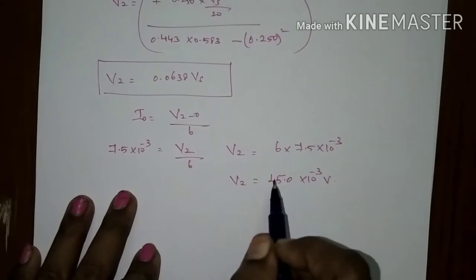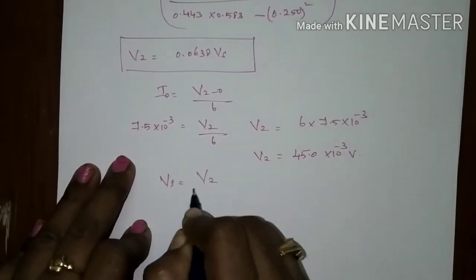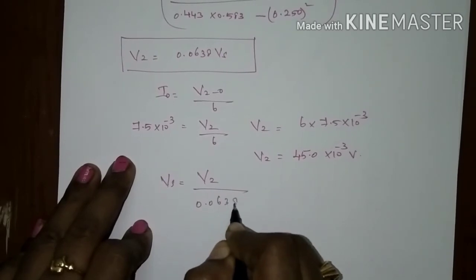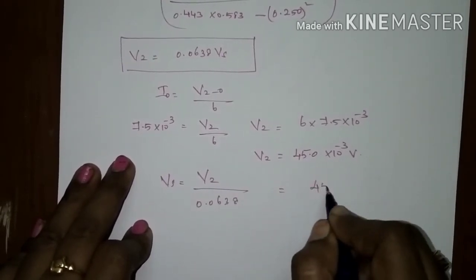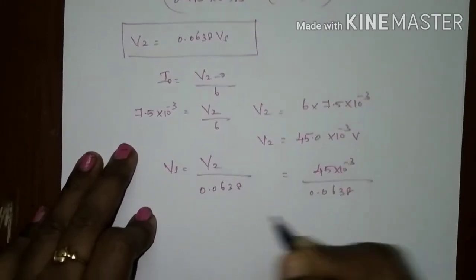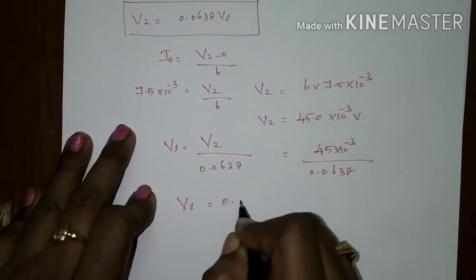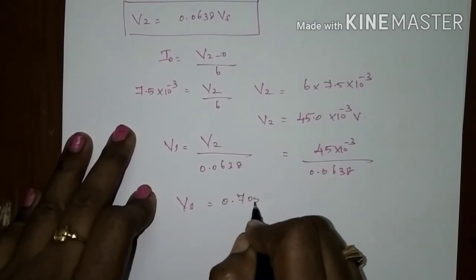So from this equation we can find the value of Vs, right? Your Vs is equal to V2 divided by 0.0638. Your V2 is 45 into 10 to the power of minus 3, divided by 0.0638. Your source voltage value would be 0.705 volt.